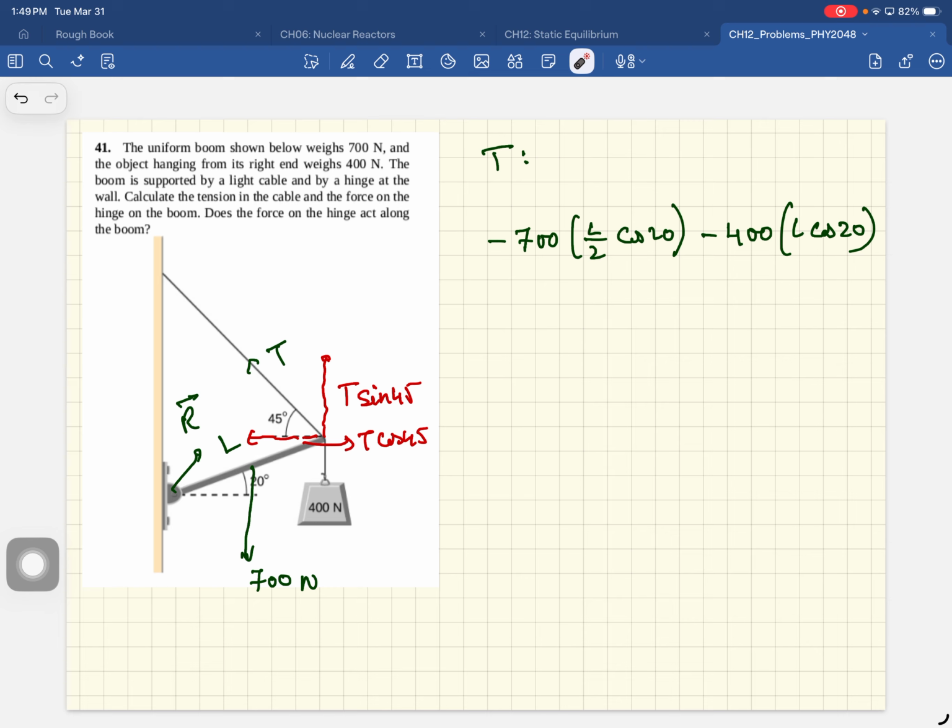So you see the tension in the cable is, actually that's pretty good. You're supporting 1100 newtons with 783 newton tension. That's the tension in the cable.